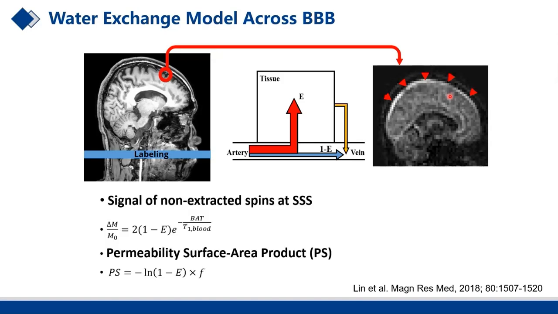And here, the signal at the superior sagittal sinus will be dependent on, one, your water extraction fraction, that is what you're interested in. And also, it is dependent on the bolus arrival time, because there is a T1 decay of the signal. And if you are doing a multi-delay, for example, you will be able to fit for this extraction fraction, and together with cerebral blood flow, you will be able to get this permeability surface area product, the PS value, that is the index of the BBB.